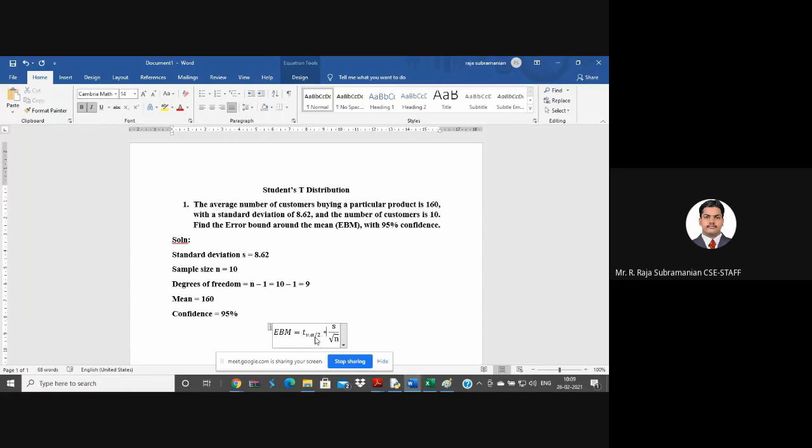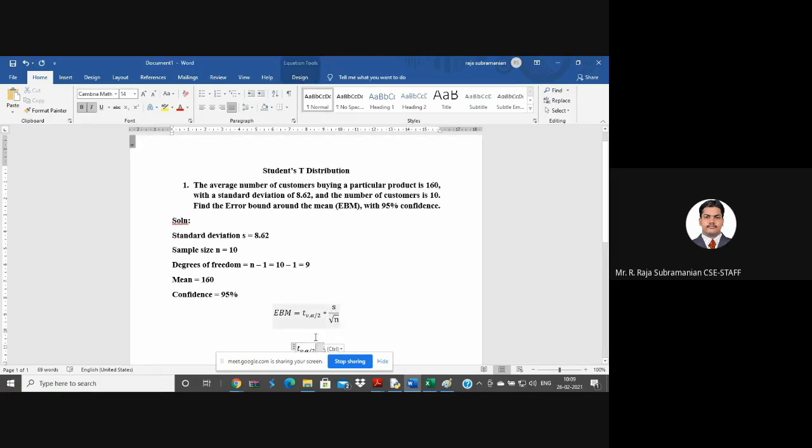Right? So now what is my confidence interval? First I take this t value for alpha by 2. What is my degrees of freedom here? My degrees of freedom here is going to be 9. And what is my alpha value? I have 95 percentage confidence. My alpha value is related to my 95 percentage confidence interval.